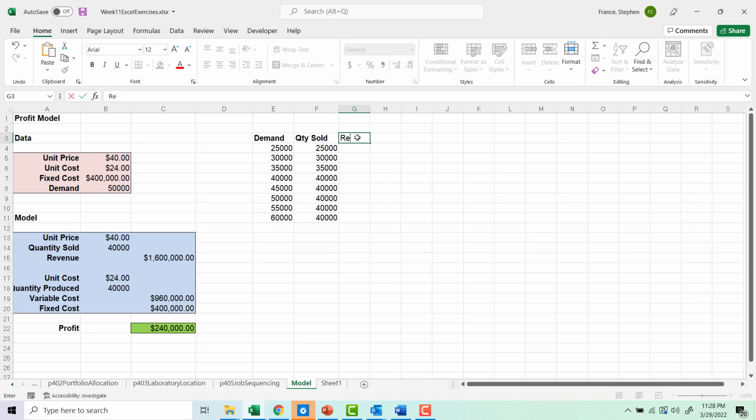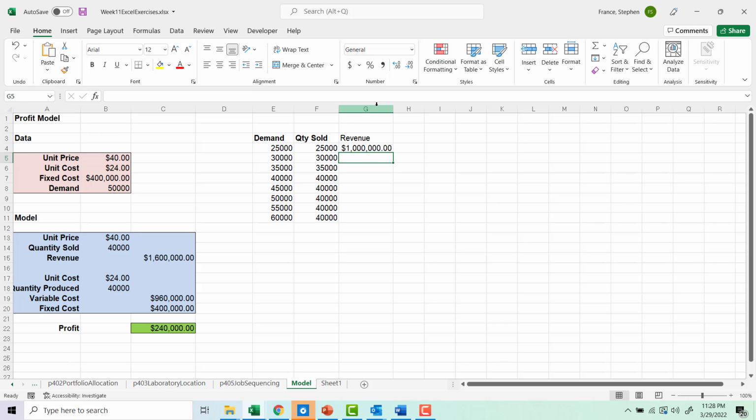Then we have the actual revenue. And the revenue is going to be the unit price times the quantity sold. Now let's not forget to use our dollar this time. And so we have $1 million of revenue if we sell 25,000. And we can't really sell more than 40,000 because that's our production capacity. So our maximum revenue is 1,600,000.